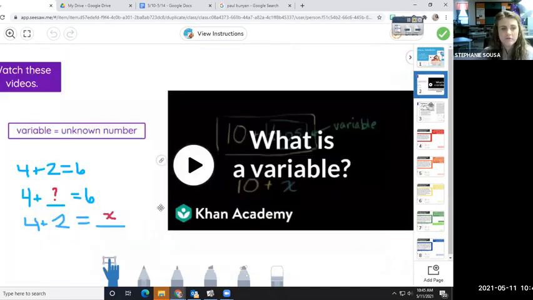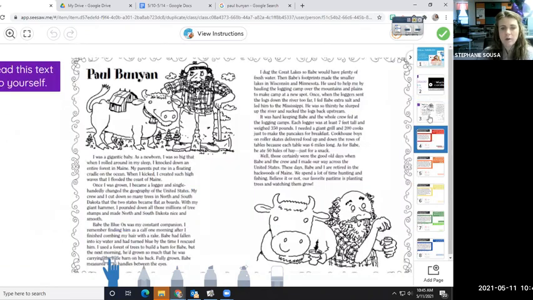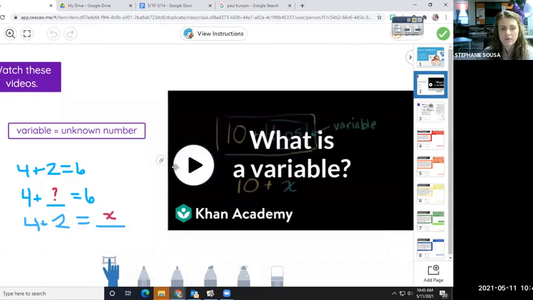Slide 2, let's review. What is a variable? This is from your DMR. This is what I just went over with you. You're going to see variables in your Paul Bunyan story. Here's what they are.